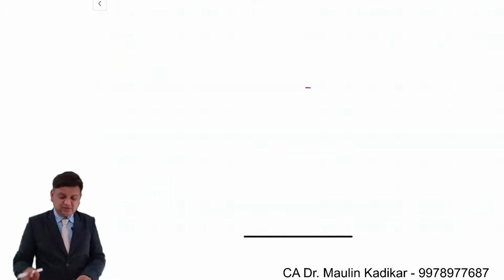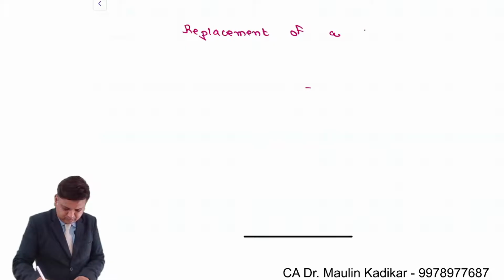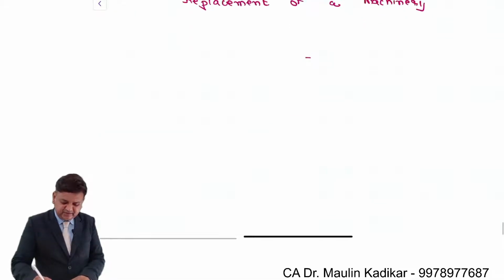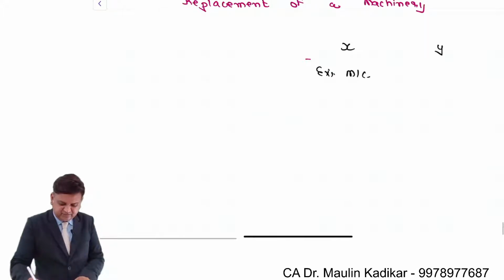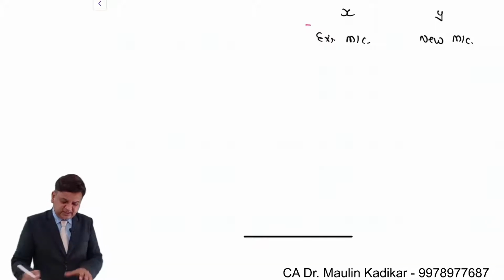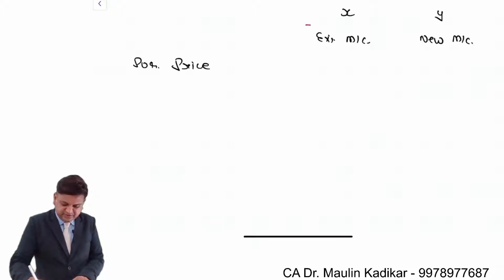Let us have an understanding of this new question. This new question is about, friends, the replacement of a machinery. Just for the purpose of understanding, I am assigning variables like this: X to the existing machinery and Y to the new machinery, so that we can better understand. The question is providing the information about the purchase price of the new machinery, 60 lakhs.